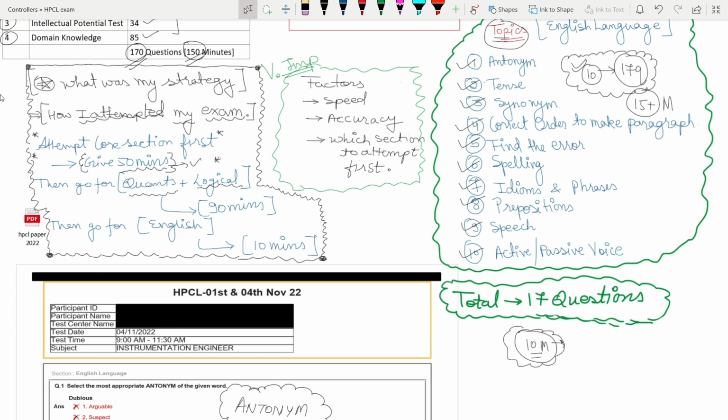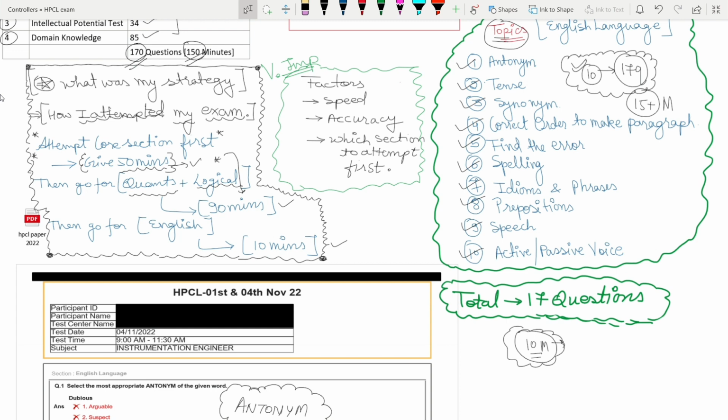So here, if you save time, that time can be utilized in the quants and logical. As far as the HPCL exam is concerned, the quantitative aptitude and logical reasoning sections ask more lengthy or more solution based questions. So there you have to spend more time. So when you spare time in the core section, that can be used over here. In this quant and logical section, you can spend 90 minutes. And for the English, I have given 10 minutes only. So in this duration, you have to maintain good accuracy and good speed. And here I have given which section you have to attempt first. This is what I followed, and if you like it, you can follow it too.